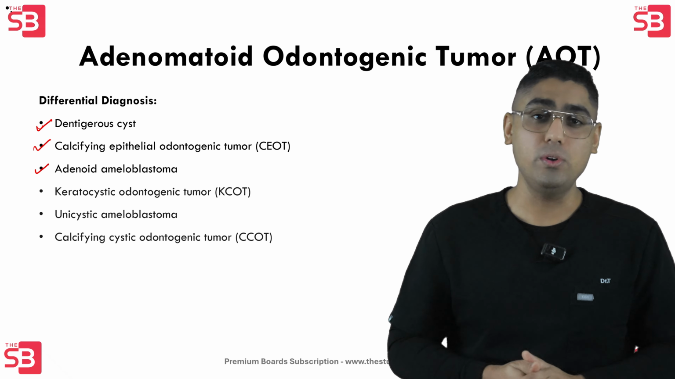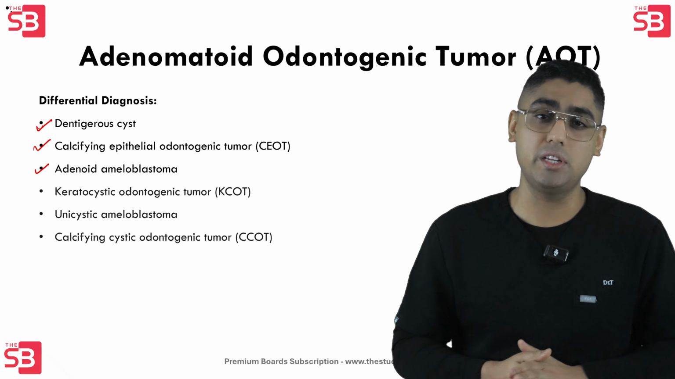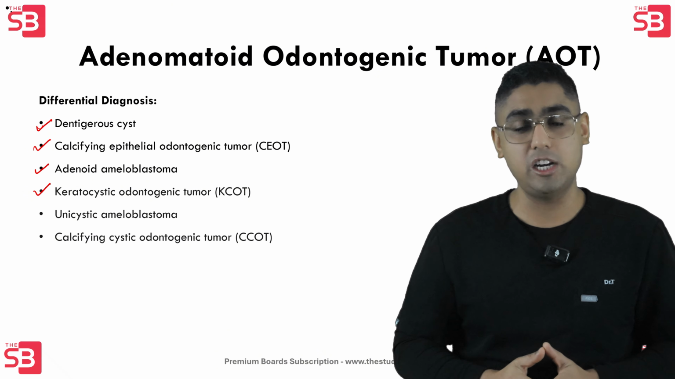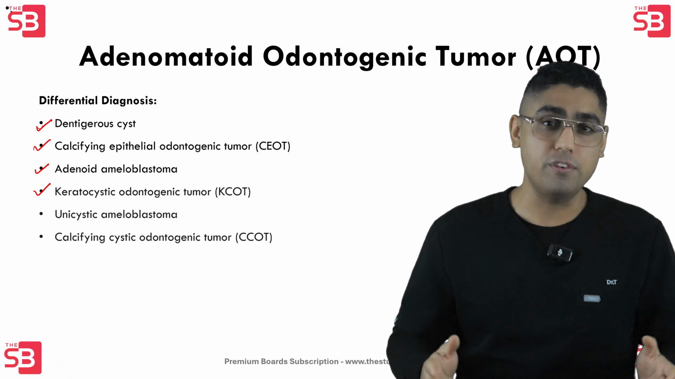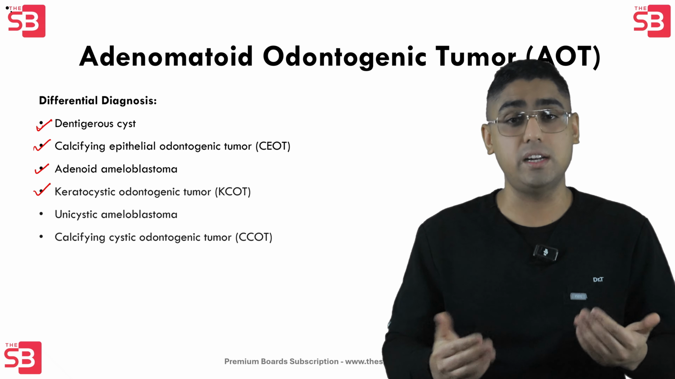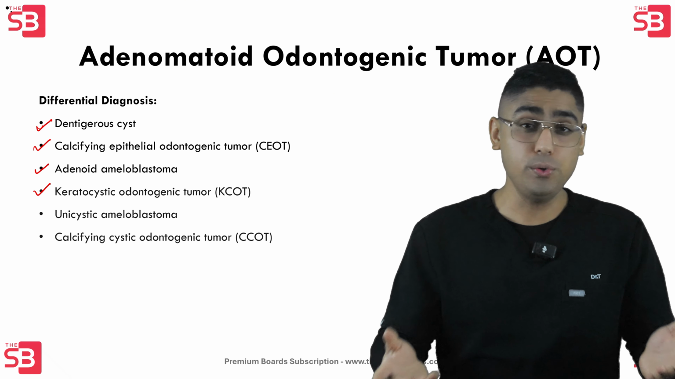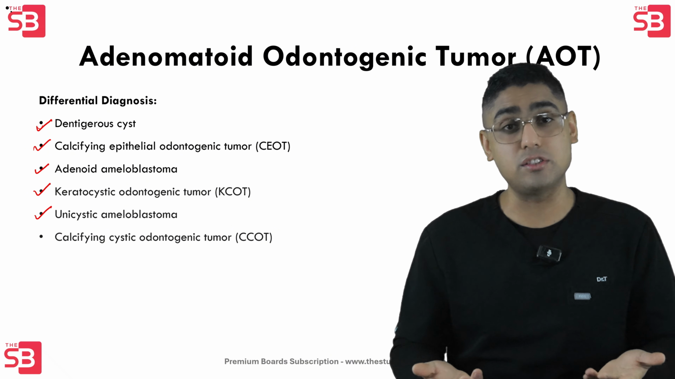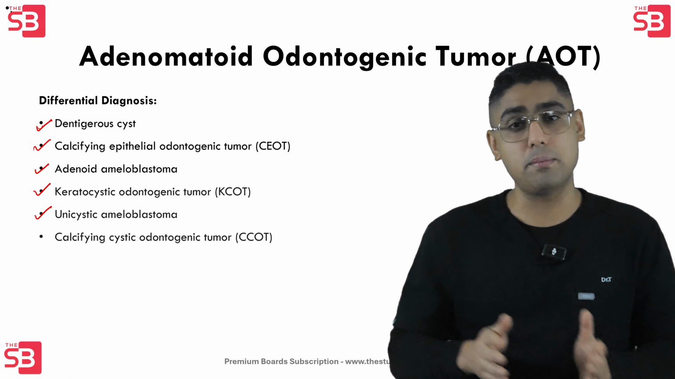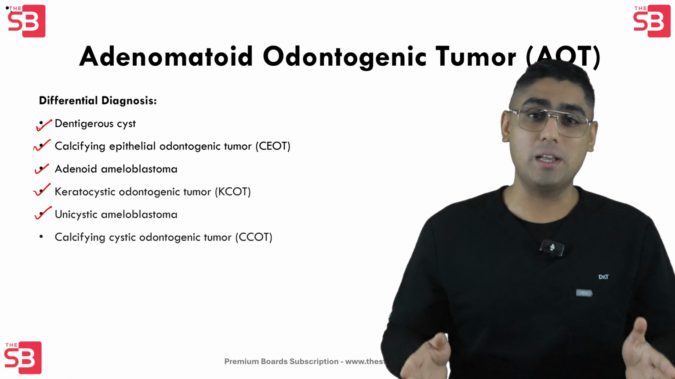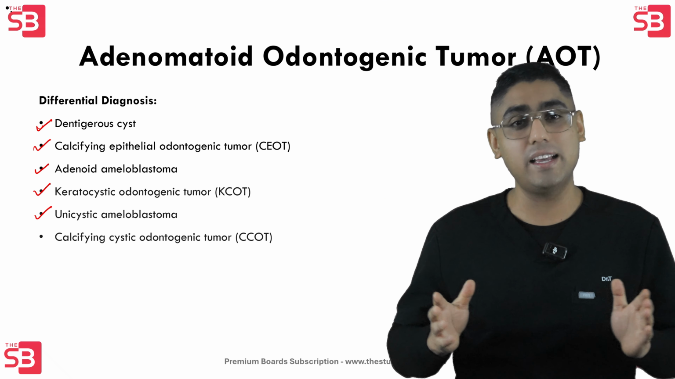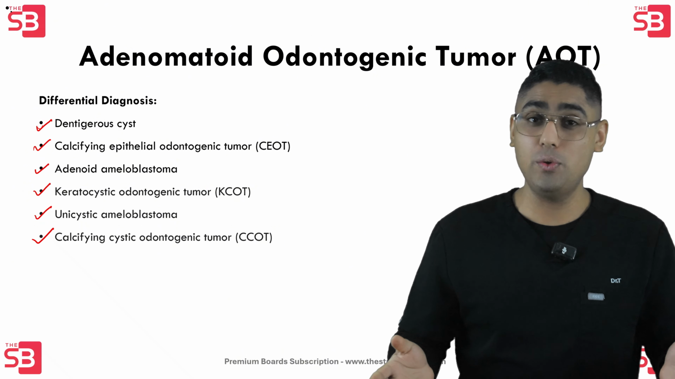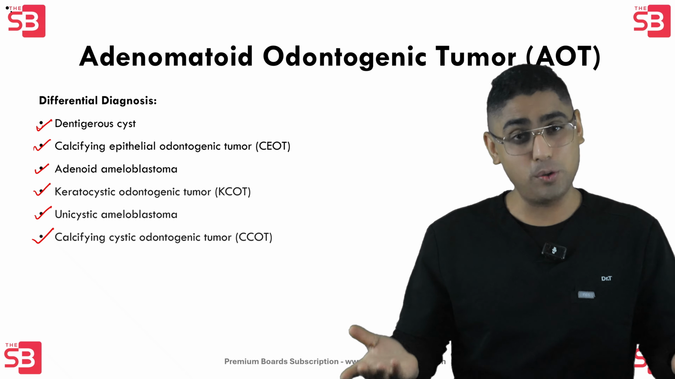Then the next one to think about is keratocystic odontogenic tumor or KCOT, which can present as a radiolucent lesion associated with an impacted tooth, but it is often multilocular and has a high recurrence rate as compared to that of AOT. And think about unicystic ameloblastoma, and again compare the high recurrence rate and the aggressiveness of unicystic ameloblastoma as compared to that of AOT. The next one to think about is CCOT, that is calcifying cystic odontogenic tumor. Now, how exactly to differentiate it from AOT? Histologically, because you will find ghost cells there.